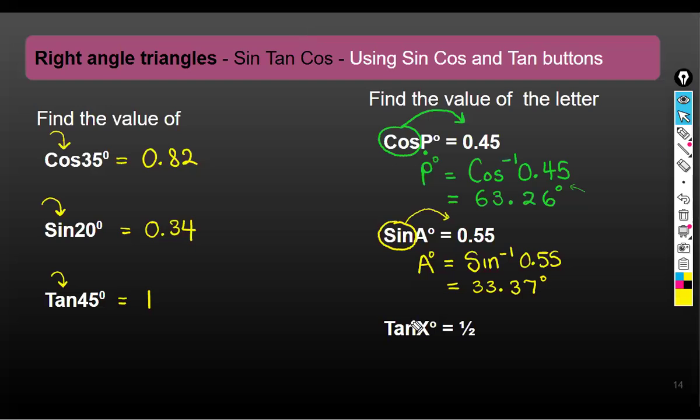Right. So we're going to throw across tan, and the opposite of tan is tan inverse 0.5, right? Let's see what we get here. Second function, tan 0.5 is 26.57 degrees.